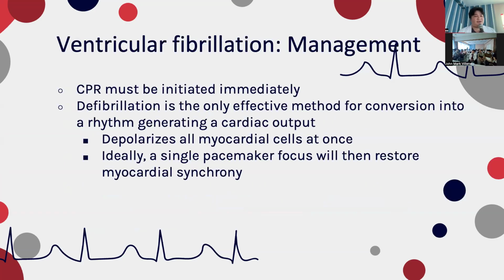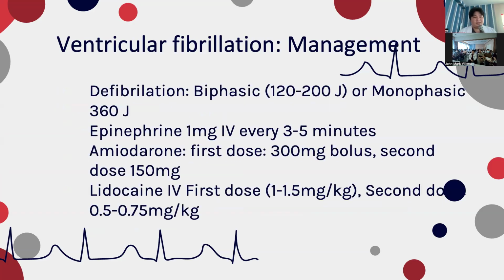So for the management, CPR must be initiated immediately. Defibrillation is the only effective method for conversion into a rhythm generating cardiac output. It depolarizes all cardiac cells at once. Ideally, a single pacemaker focus will then restore the myocardial synchrony. For defibrillation, we're using biphasic 120 to 200 joules or monophasic 360 joules. Then we give epinephrine 1 milligram IV every 3 to 5 minutes. Can also give amiodarone and lidocaine.